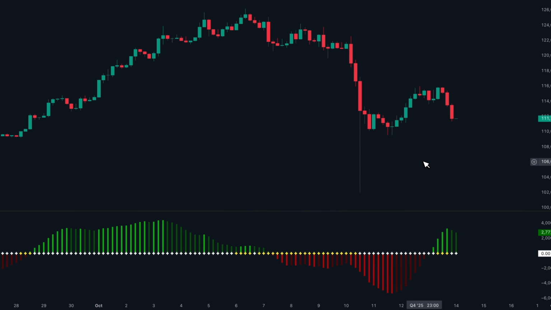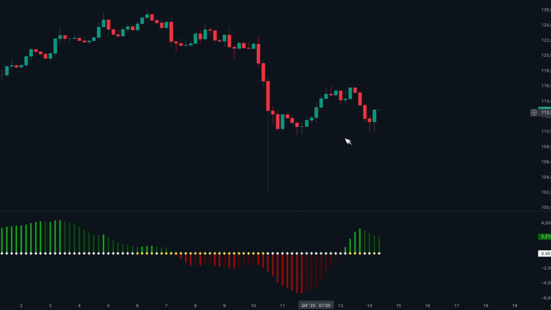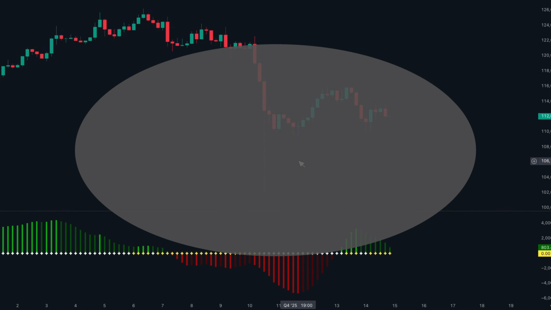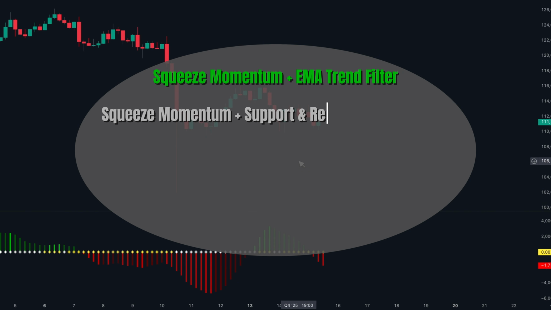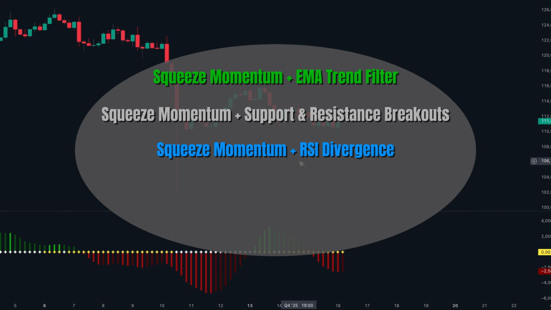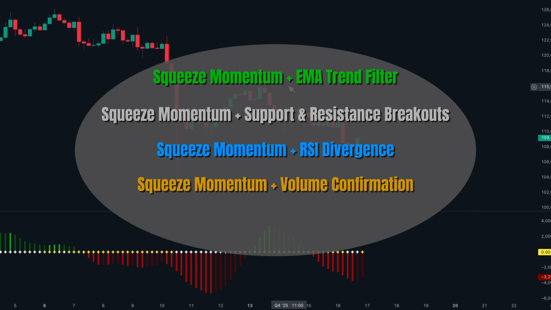There are many different trading strategies built around the squeeze momentum indicator, such as squeeze momentum plus EMA trend filter, squeeze momentum plus support and resistance breakouts, squeeze momentum plus RSI divergence, squeeze momentum plus volume confirmation, multi-time frame squeeze trading. Tell me, which strategy do you want me to break down in our next video?